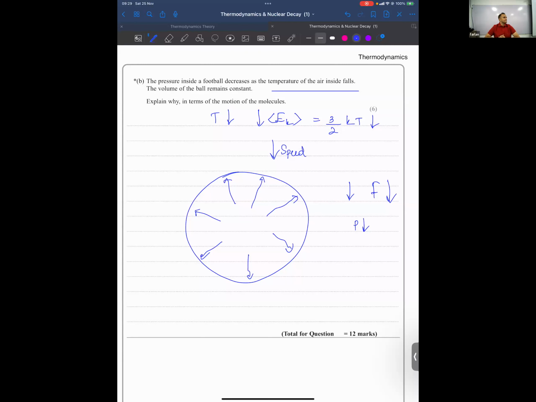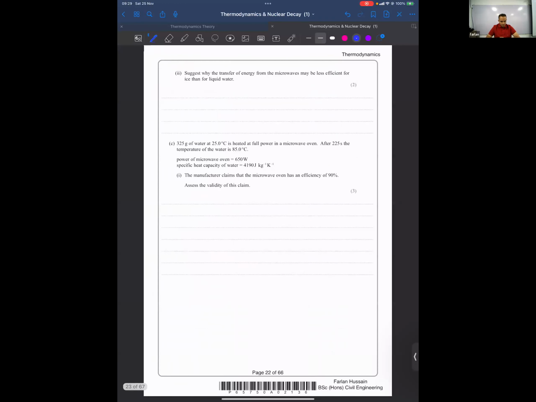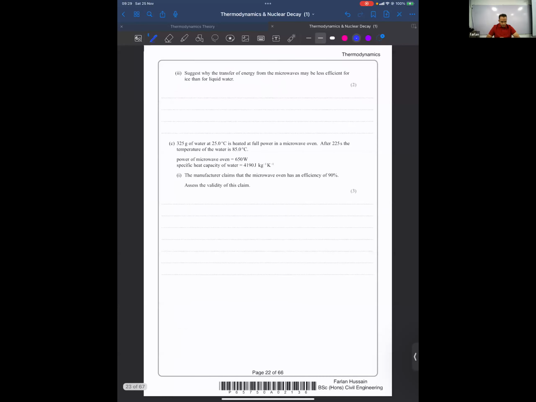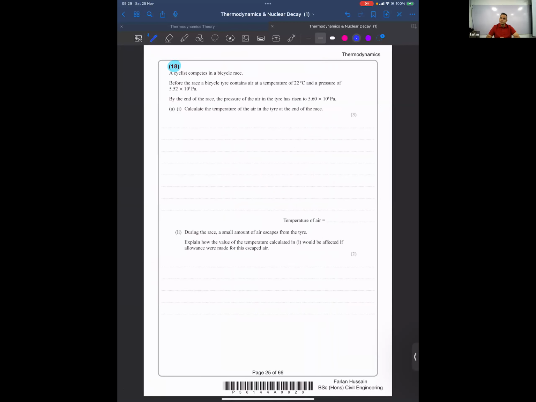Okay. Yes. Can you read the answer again and see if there's anything missing? We have to explain why the volume will be constant. No, but that is already told, no?